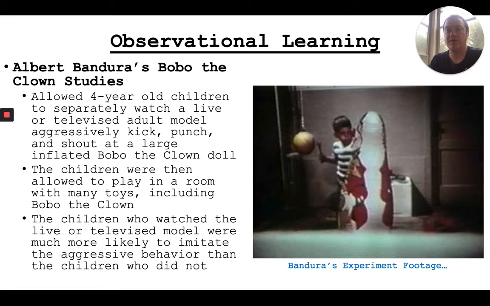So this is one of the most famous studies done with observational learning, showing how children, especially young children, mimic the actions of those older than them. And just a side note, that is true of really any child of that age. Children naturally try to mimic those that they watch and look up to, and even more so if they look up to them.